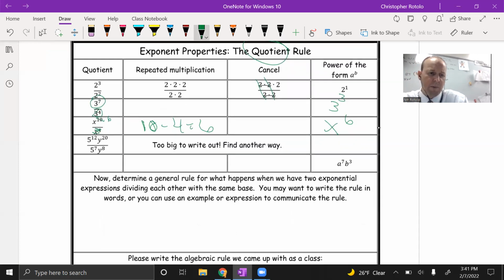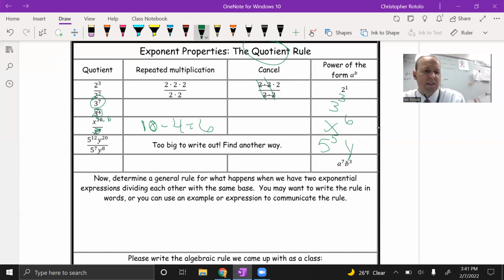All right. So what about 5 to the 12th divided by 5 to the 7th? It doesn't matter if it's a number as the base. 12 minus 7 is still 5. Right? So we have 2 ways to think about it. The rule is to subtract, or we can go back and say, well, I have 12 on the top and 7 on the bottom, so I have 5 more on the top, which is still subtraction. We just kind of think about what's going on.